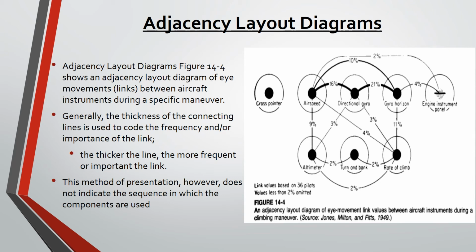So from this figure, you can see the pilot looking at different points, that is cross pointer, airspeed, directional gyro, and so on. These are different areas where the eye movement of a pilot is being represented.